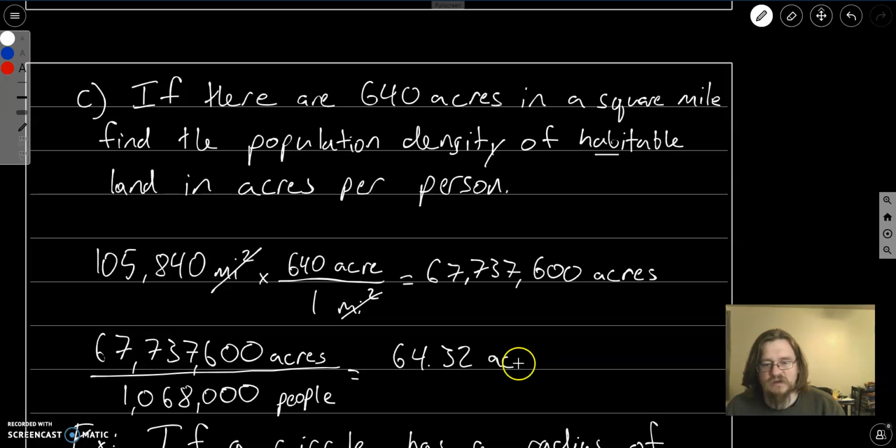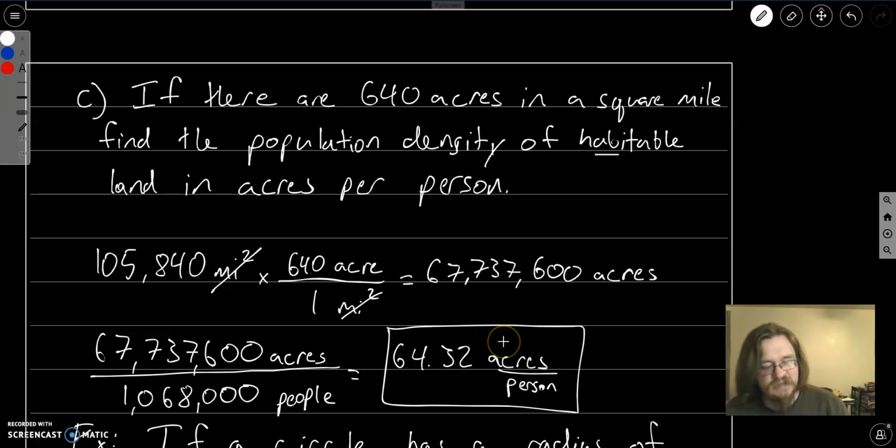4.32 acres per person. And so if we want to divvy up Montana, divvy up all the habitable land in Montana so that every person gets some, each person would get 64 acres. 64 and a little bit extra. And I'll finish the last question in one more video.